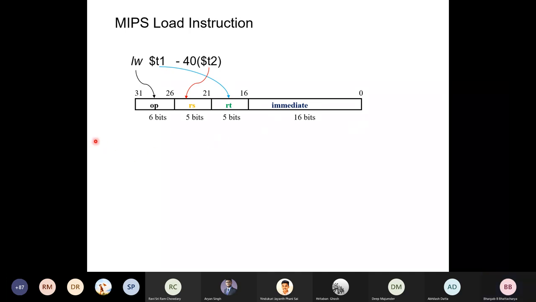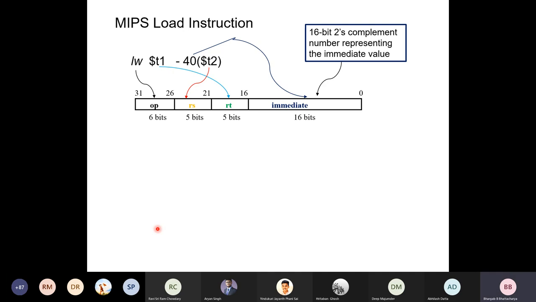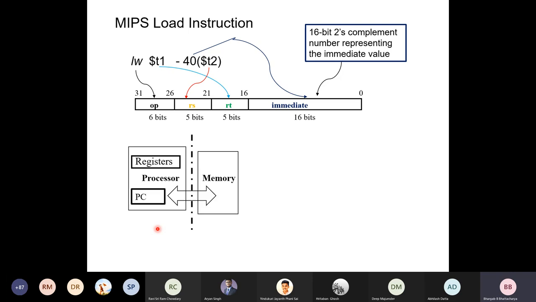Clear? Now please recall this von Neumann architecture, and tell me what kind of actions are being taken here. Okay, so this is 40 and 40 is designated here. All right. So it's a 16-bit 2's complement number representing this offset value. Well, I should not say the immediate value. I should say it is an offset value. So you have this register, processor, PC, the program counter, and memory, right? So what are the actions that are to be taken?